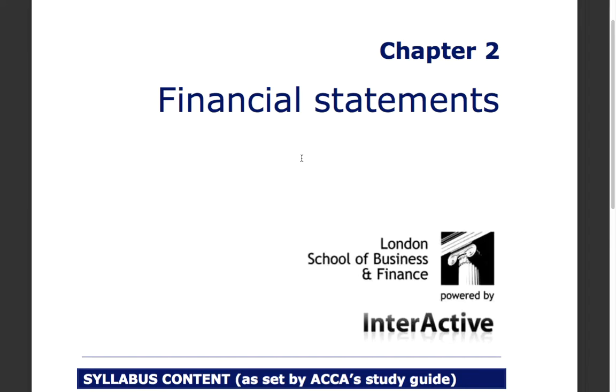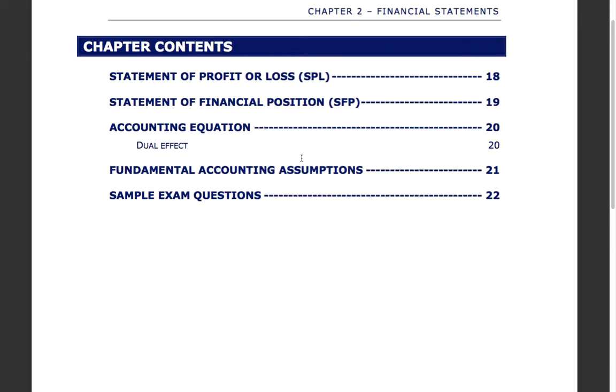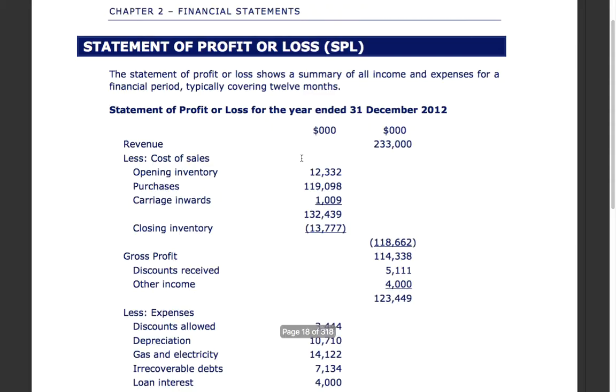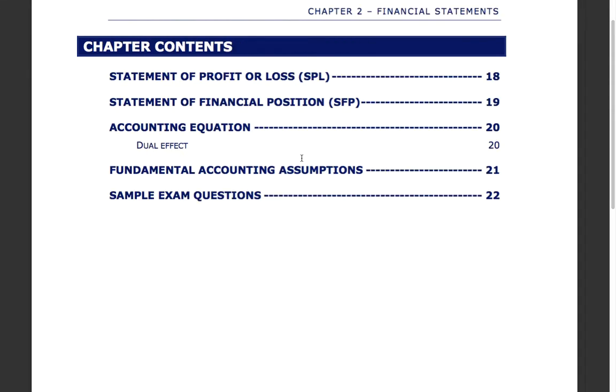Amazing topic. It is a very small chapter, so I don't think I'll be spending a lot of time on it. We'll be looking at what a statement of financial position looks like, what a statement of profit and loss looks like, the accounting equation, and fundamental accounting assumptions. And then we'll have a few questions. They are going to be a little tricky for you, but since it's your first time doing F3, I think it's going to be very easy. And if it's your second time, it's going to be a lot easier as well. So yeah, moving on.